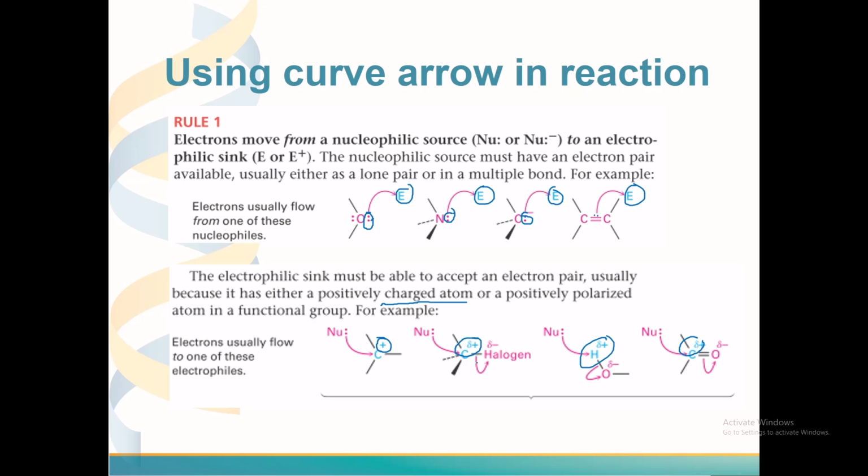For example, this electron moves to the halogen, this to the oxygen, and this to become a single bond. And the difference with this is that this only has 3 arms, which means this carbon is already losing its 4th arm. That means there is no longer a bond. So this is already a charged atom.